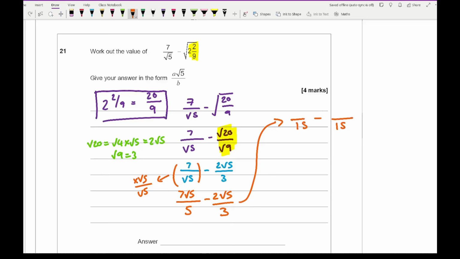So I'm multiplying the first fraction by 3, so that becomes 21 root 5. The second fraction I'm going to multiply by 5, so that becomes 10 root 5. Now my denominators are the same, I can just take away the numerators. And so I end up with 11 root 5 over 15, and there is my final answer for that one.